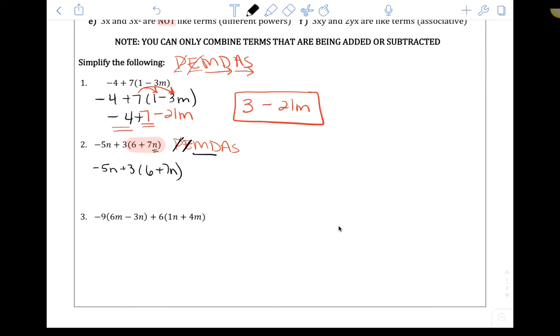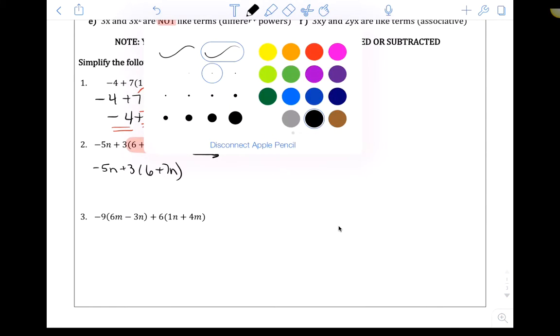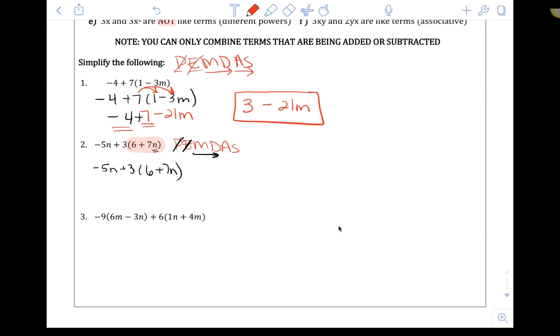So next I'll do multiplication or division, whichever comes first, going left to right. So as I look at this problem, the first opportunity I can either multiply or divide is right here in these parentheses, saying 3 times 6 and 3 times 7n. So I'll leave that negative 5n, and then as I distribute that 3 inside, I'll get a positive 18 plus 21n.